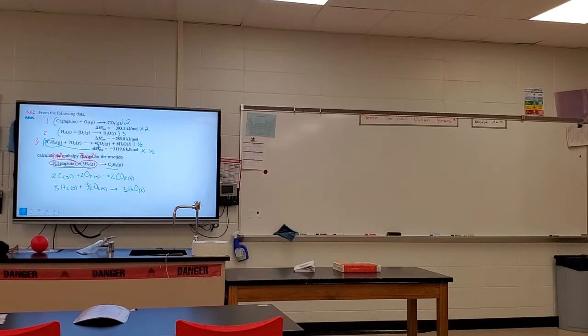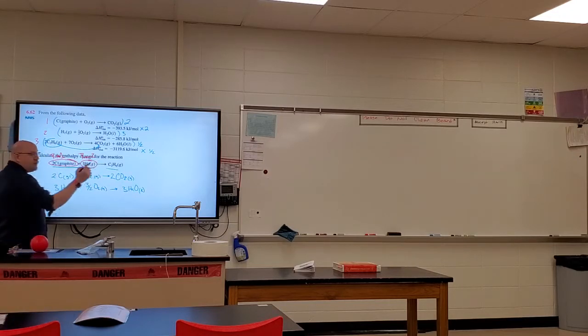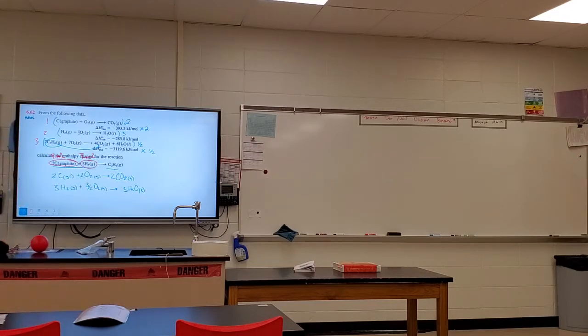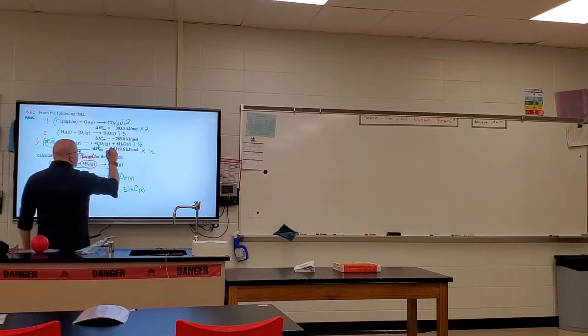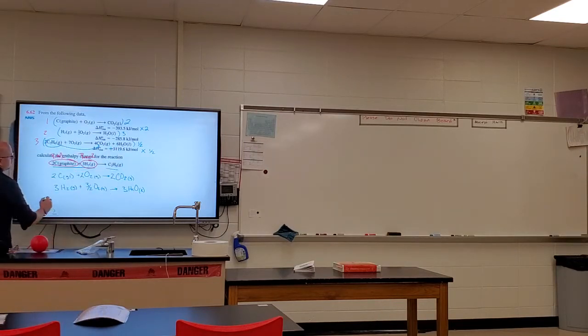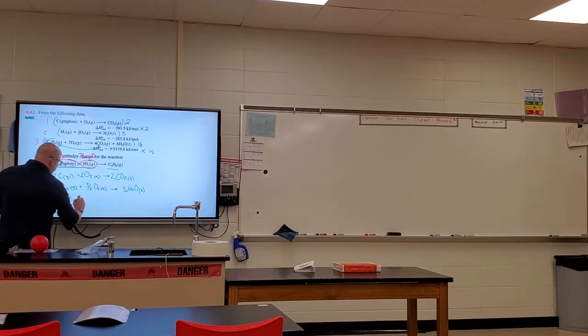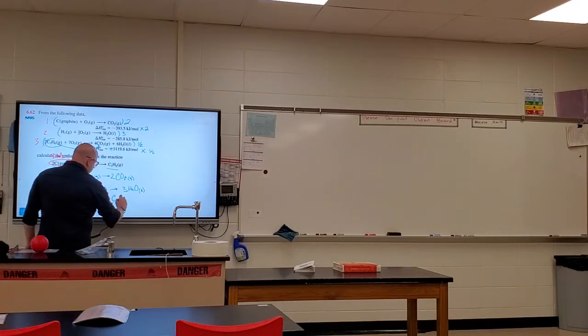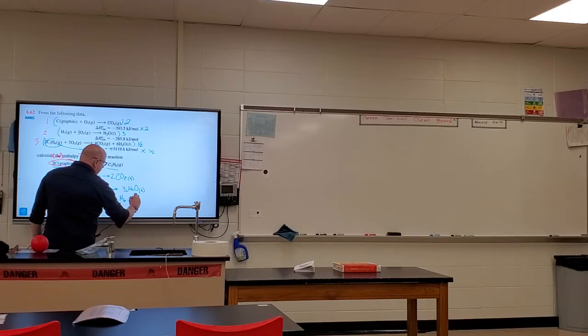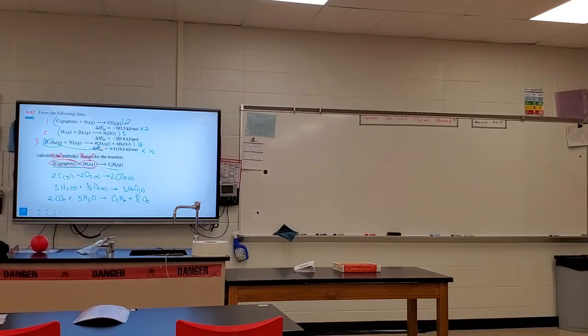Class, what do we gotta do? Flip it, reverse the reaction. If we do that, what do we need to do? We gotta make this positive instead of negative. So reverse the reaction, you get 2 CO2 plus 3 H2O producing C2H6 and 7/2 O2. I'm not going to put the states in there because everything cancels out properly. And now we cancel out.